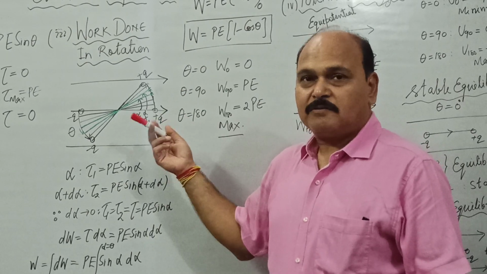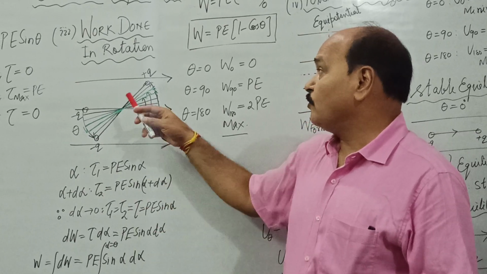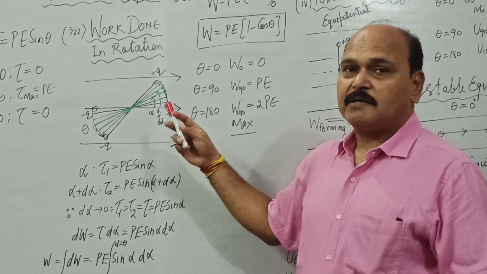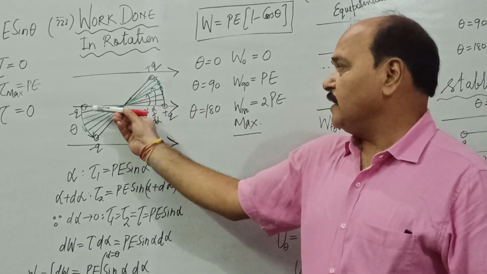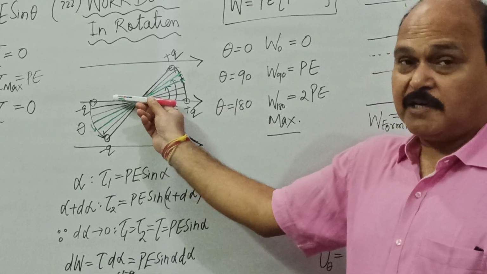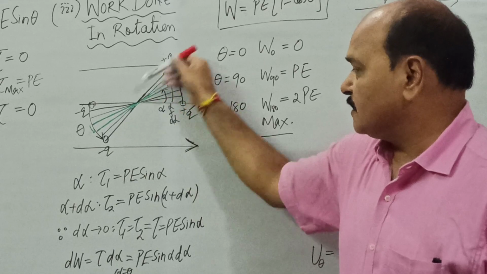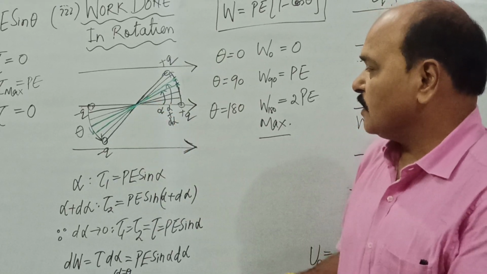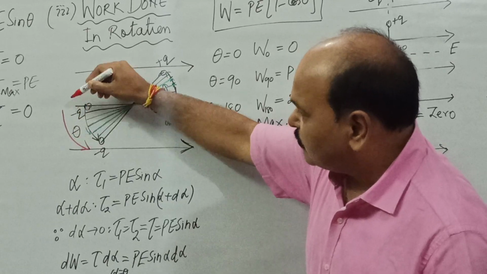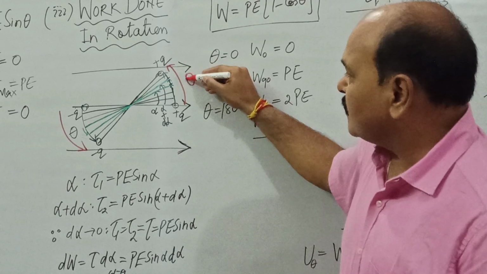We are going to find out work done in rotation. When we rotate a dipole by an angle theta in a uniform electric field, what is work done? This is the orientation when it is parallel to the field, and from this orientation, where it makes an angle theta 0, it is rotated to this orientation. So it is rotated by an angle theta as shown here. When the dipole is rotated by an angle theta, what is work done in the process?